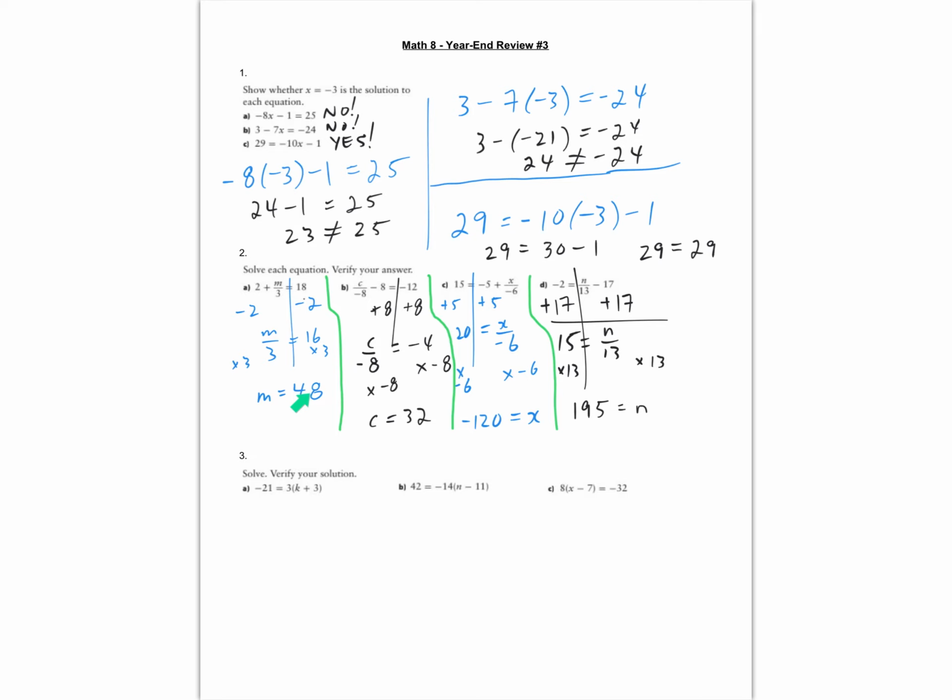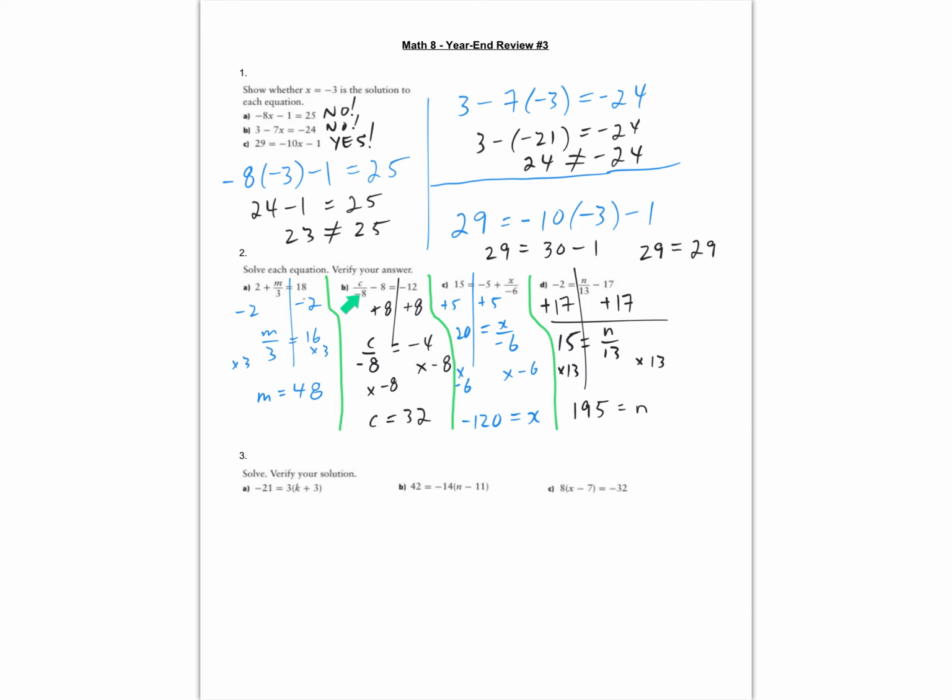Quickly substituting, if we were to substitute these answers back into the equation, 48, if I put a 48 for m, 48 divided by 3 is 16. 2 plus 16 is 18. We're good to go. Here, 32 divided by -8 is -4.